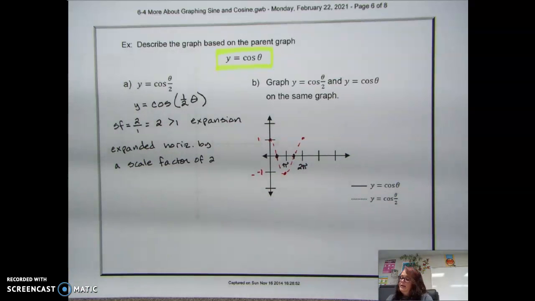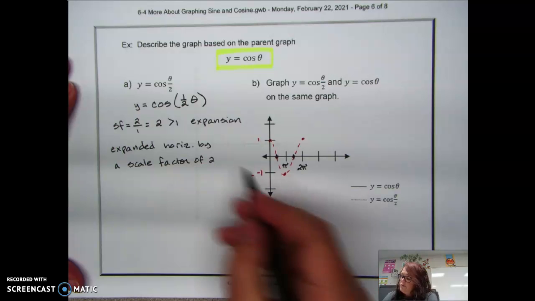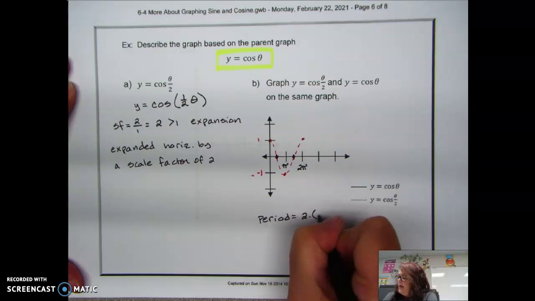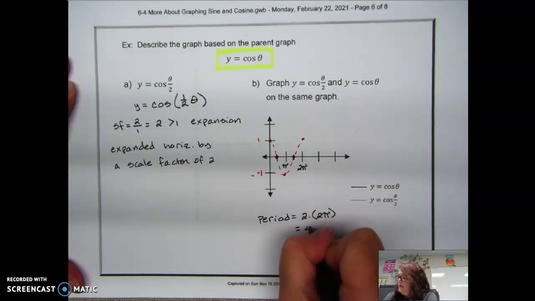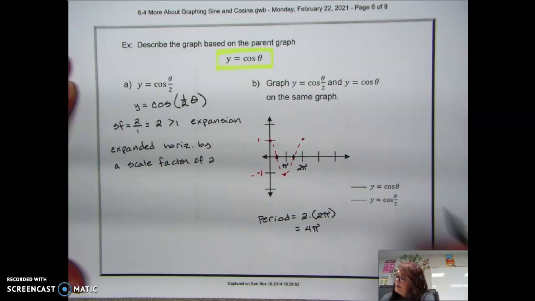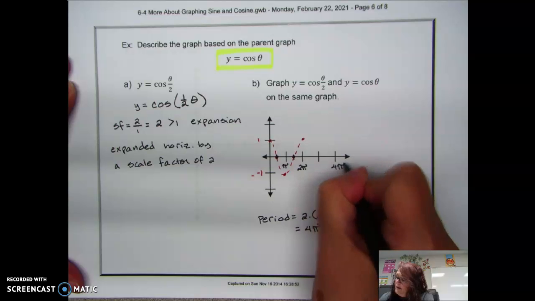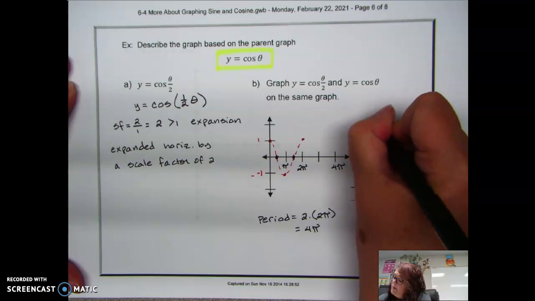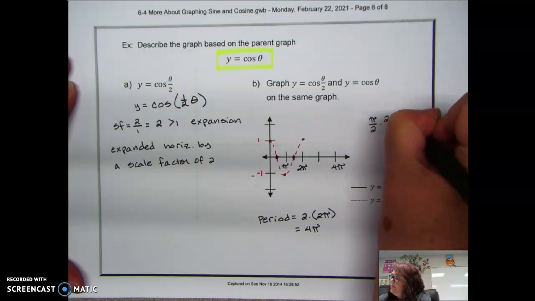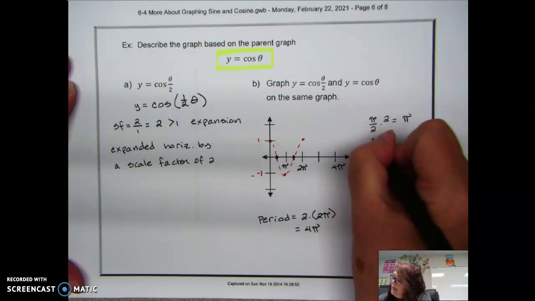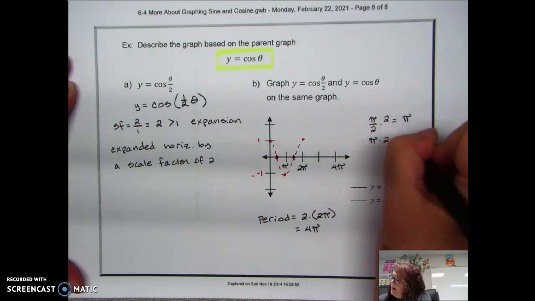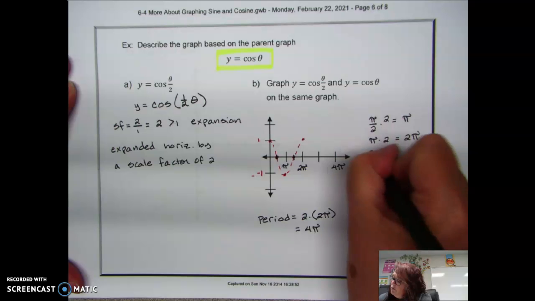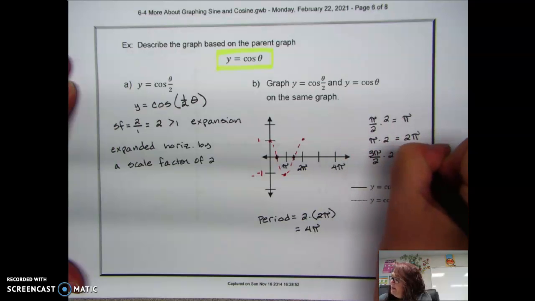So what's going to happen is, if I'm expanding by a scale factor of 2, that means that my period is going to be twice as big as the 2 pi. So my new period is going to be 4 pi. So that means I'm going to have 4 pi here, and I need to split that evenly. Or what we could think of is, if I took pi over 2 and multiplied it by 2, I get pi for that first step. If I take pi and multiply it by 2, I get 2 pi for that second part. If I take 3 pi over 2 and multiply it by 2, I get 3 pi for my third part.